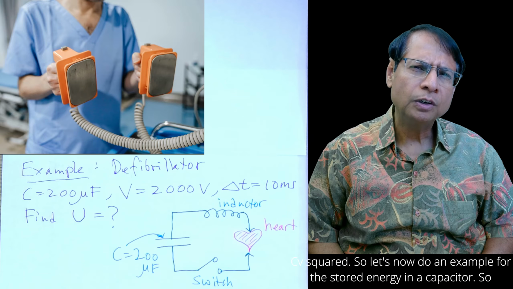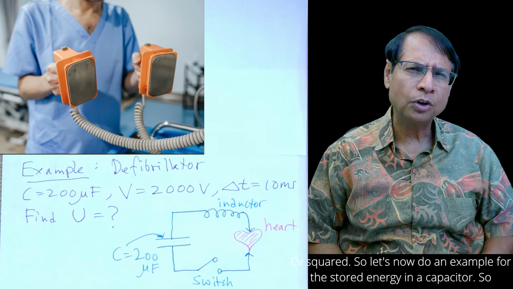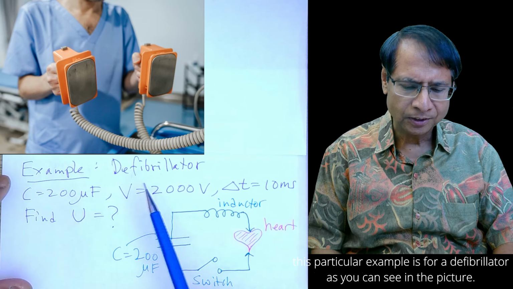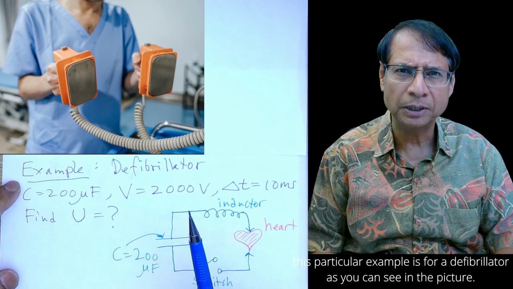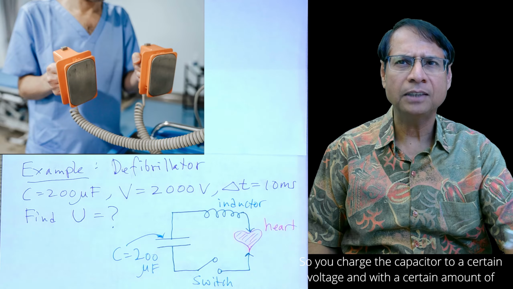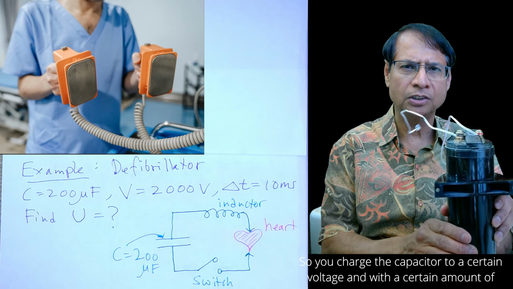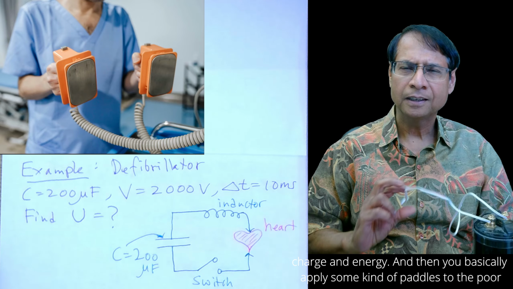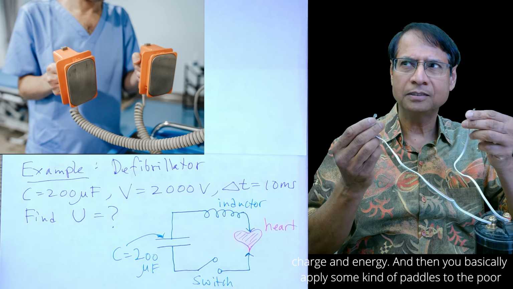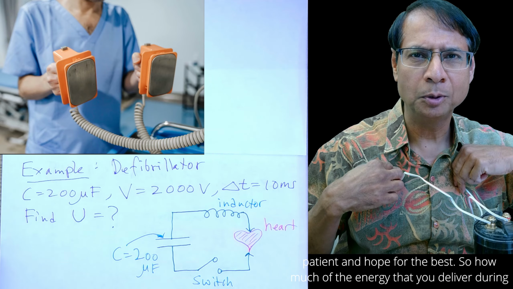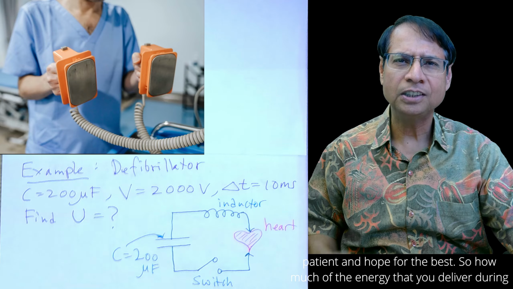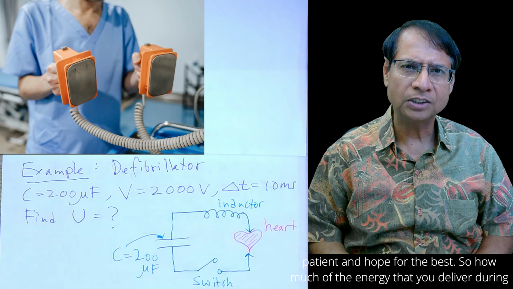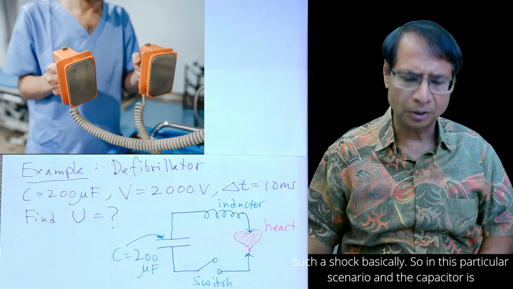So let's now do an example for the stored energy in a capacitor. This particular example is for a defibrillator, as you can see in the picture. So you charge a capacitor to a certain voltage and with a certain amount of charge and energy, and then you basically apply some kind of paddles to the poor patient and hope for the best. So how much is the energy that you deliver during such a shock, basically?